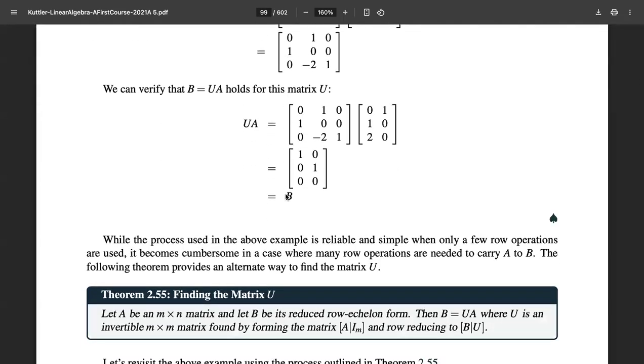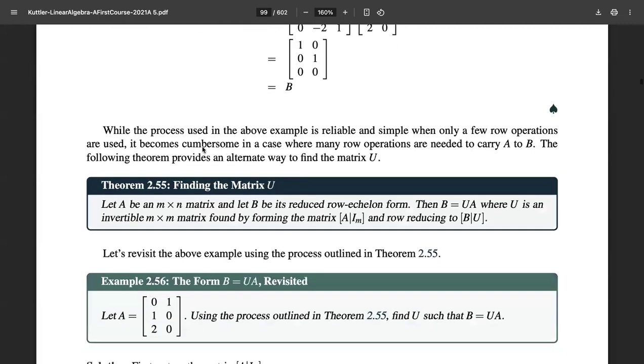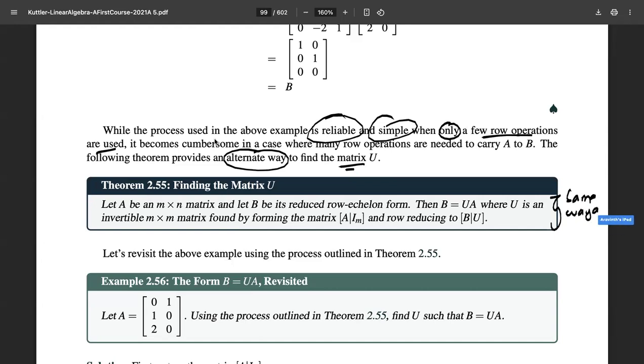So now we have to multiply these 2, and the multiplication is pretty easy. Here we want to find an easier way to find our matrix U, because the step that we just did is reliable and simple only when we have a few operations. If you have 10 or 20 operations, it's going to be very tedious. So the next theorem gives us an alternative way to find U. It gives us a way to find the product of all elementary matrices directly, and this idea is the same way as we find the inverse of a matrix A.